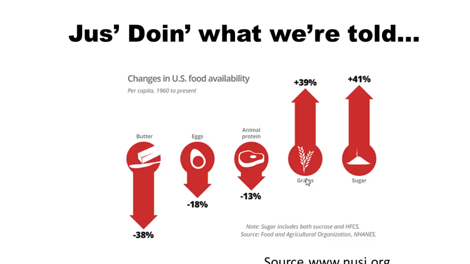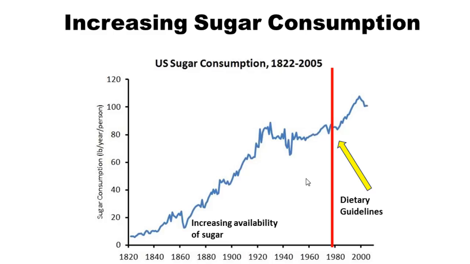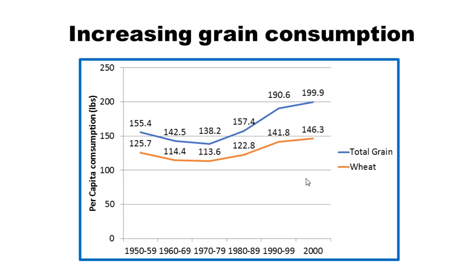If you look at food availability, people stop eating eggs, butter, and animal proteins, and they eat a lot more grains and sugars. So mostly refined grains, mostly sugars. And if you look at sugar consumption, it goes up, right? If you look at the dietary guidelines, that's where everybody says, oh, fat is bad for you, therefore you should eat low-fat candy. So sugar, which they never said you should eat more of, does go up because that's what people got told. And people are eating more grains as well.